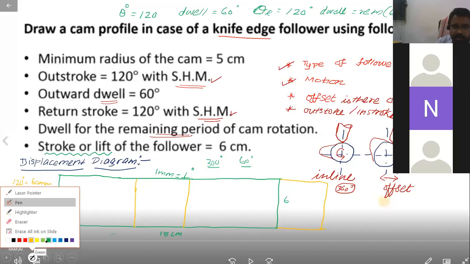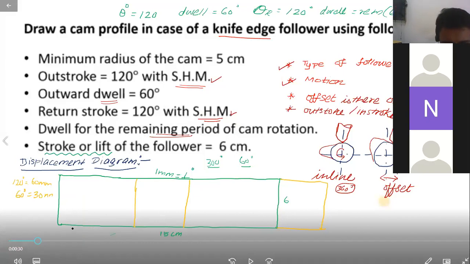So now you can start making a simple harmonic motion for this mechanism. We know the degrees, and if you want, you can mention them here for your reference. From here to here, it is 120 degree. From here to here, the dwell period is 60 degree, and again from here to here it is 120 degree. The last part is not required, but I have drawn it so that you should not forget this.